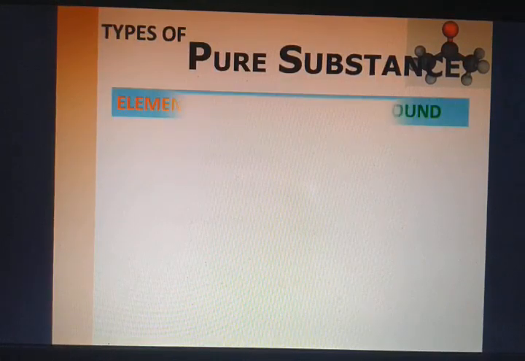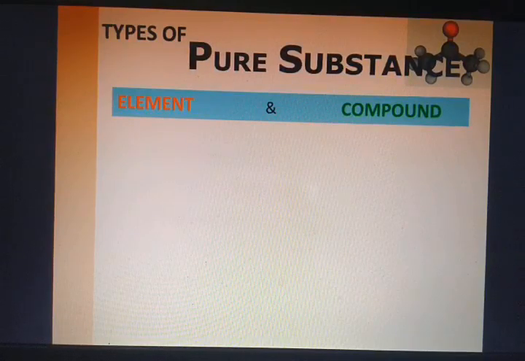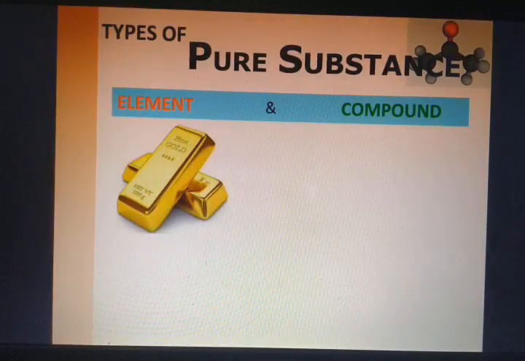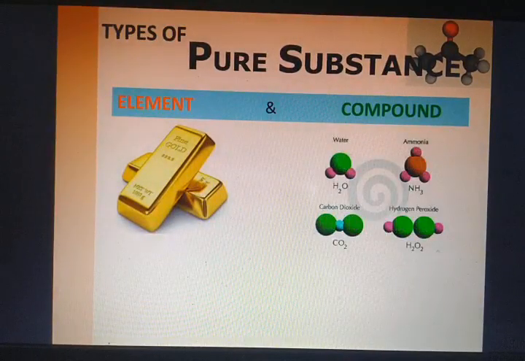The pure substance is generally classified as elements and compounds. Two types of pure substance: one is the element, another one is the compound. Examples of elements: gold. Compounds: water, ammonia, carbon dioxide, hydrogen peroxide. All these are examples of elements and compounds.